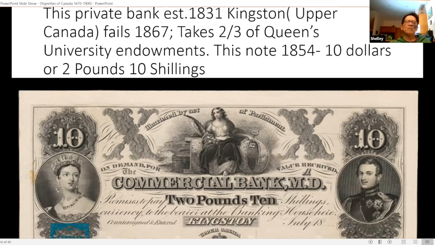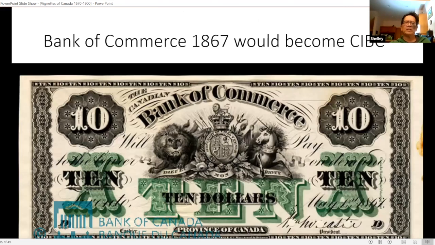The Bank of Commerce, which was formed in 1867, later becomes CIBC, which is one of the big six now, produced banknotes as well at the turn of the province of Canada. Again, you have cresting of the bank.